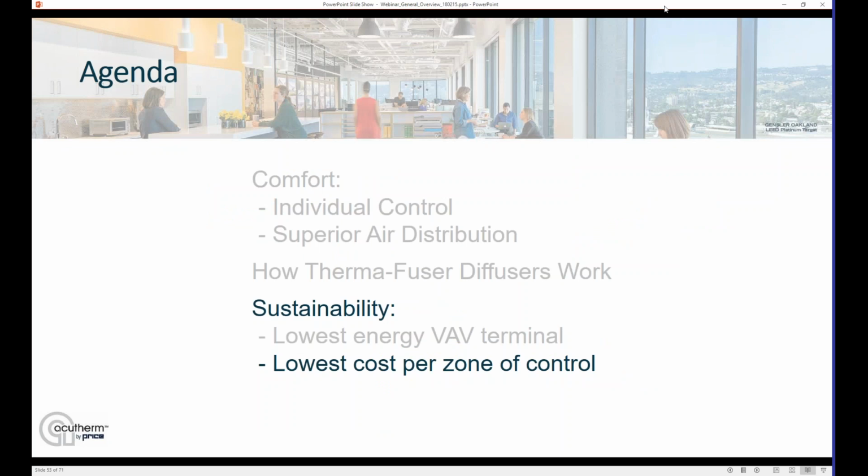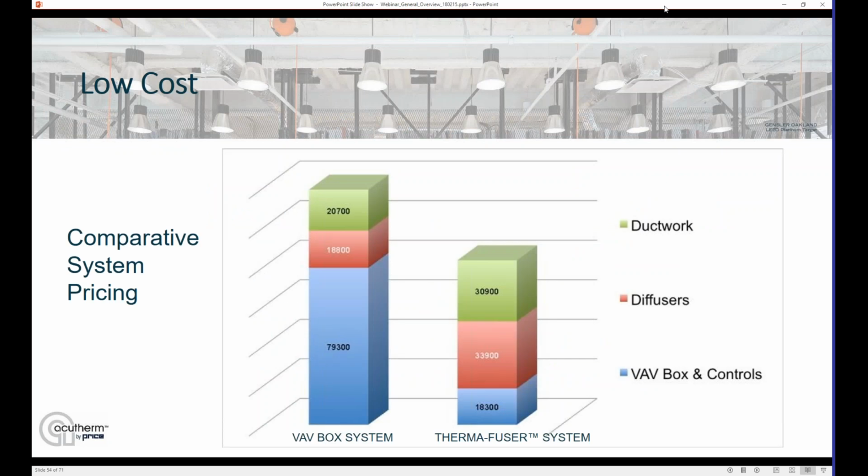Let's take a quick look at cost, as that question always comes up. The diffuser with those thermostats and that VAV damper built in does cost a little more than your typical fixed grill. But when you look at how a system breaks down, the majority of the cost isn't in the diffusers. The majority of the cost is in your VAV boxes and your controls. So if you can really eliminate those, you can really take a lot of cost out of your system.